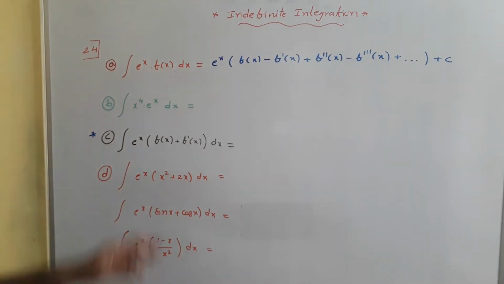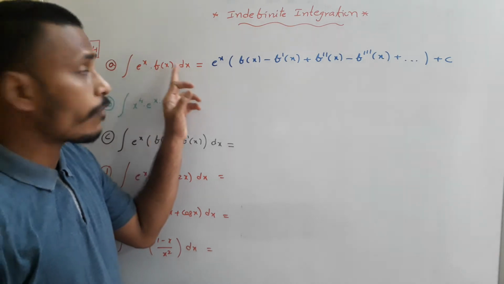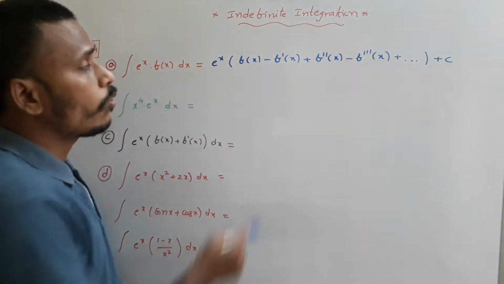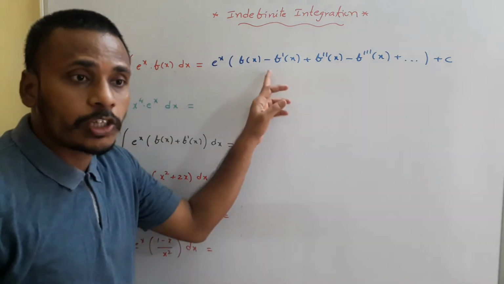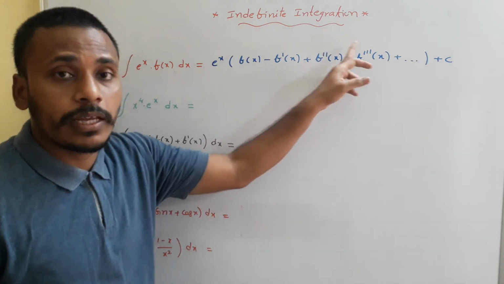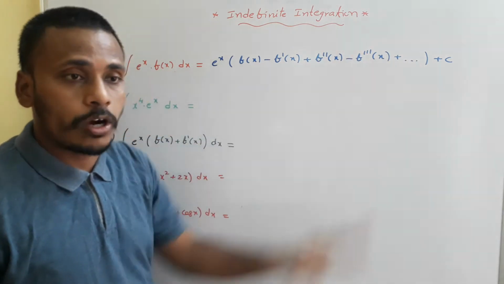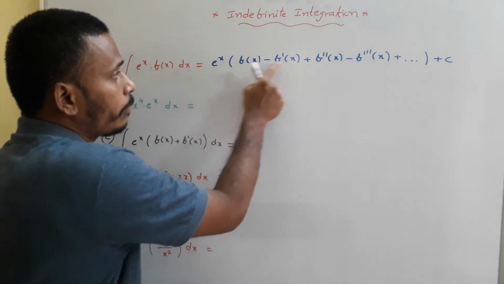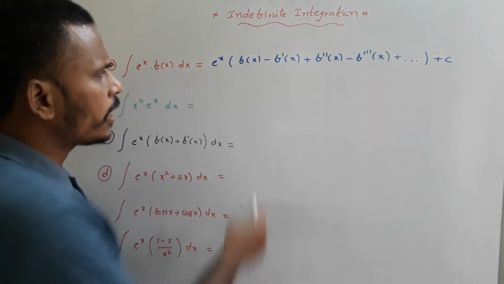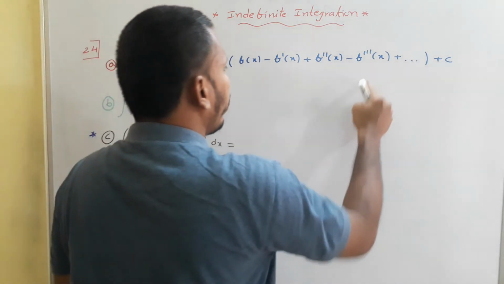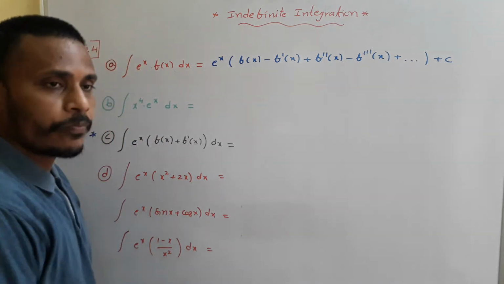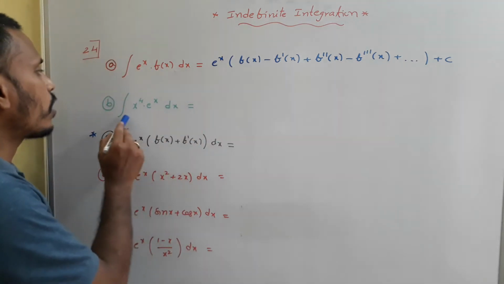So finally we have that integral e power x f of x dx is equal to e power x into f of x minus f dash of x plus f double dash of x minus f triple dash of x plus and so on. If you observe, alternate plus minus signs, and continuously we need to apply derivative for that function. Okay. So using this, now it is easy to answer this problem.